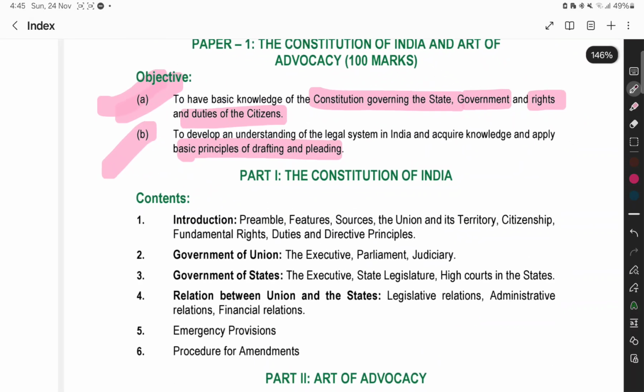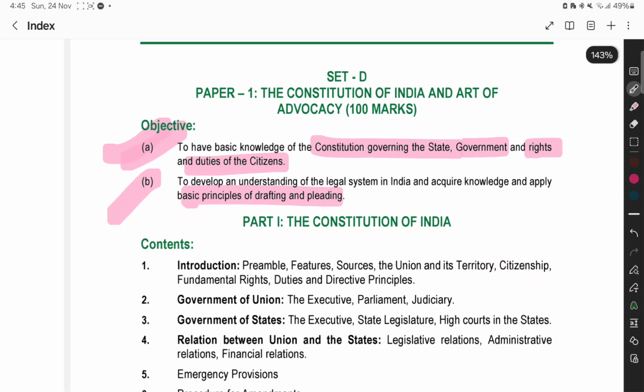So the objective of the introduction of this paper in your syllabus is to have a basic knowledge of the Constitution governing the state government and the rights and duties of citizens. That is the basic aim of the ICAI in introducing this in your curriculum, that you need to understand how our administrative systems function and have been functioning over all these past years. How the union legislature is functioning, how the state legislature is functioning, and what our roles, rights and duties as a citizen are on the basis of our living document, the Constitution of India.